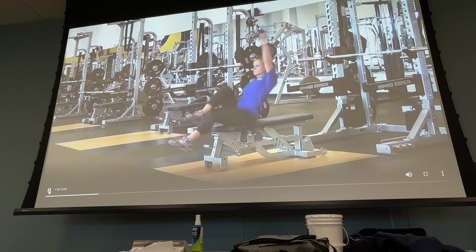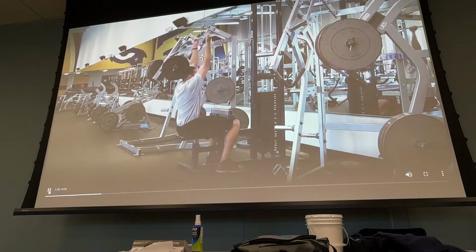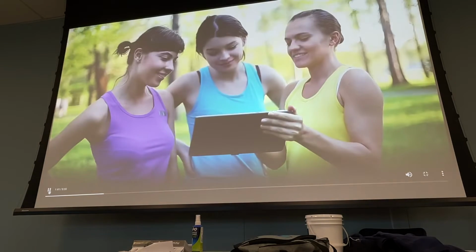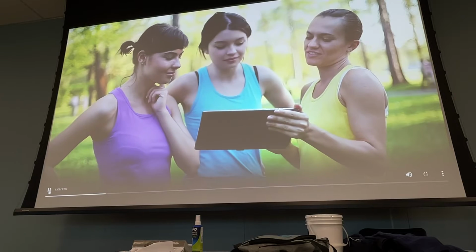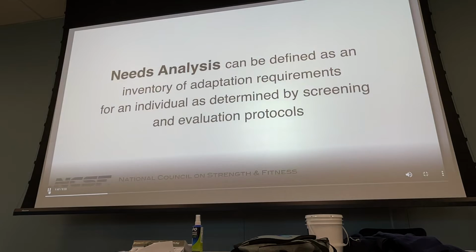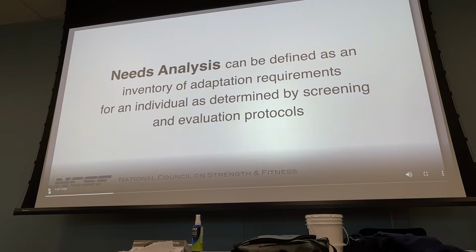Let's progress by making sure we can properly quantify levels of dysfunction, so we know what to work on first with clients who have many issues. Quantifying issues plays a major part in the development of a useful needs analysis. A needs analysis can be defined as an inventory of adaptation requirements for an individual as determined by screening and evaluation protocols. Okay, NCSF, their terminology for, I guess, creating a plan for someone is called a needs analysis.